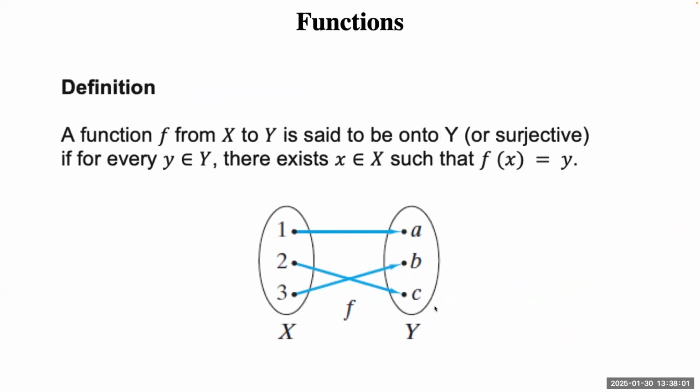Another property of functions we have is that a function f from X to Y is said to be onto Y, or surjective, if for every y in Y there exists an x in X such that f of x equals y. In other words, every y comes from some x. So every point in your Y set is the result of some x in your X set having the function applied to it. So to be onto, you've got to hit everything in the codomain, essentially.